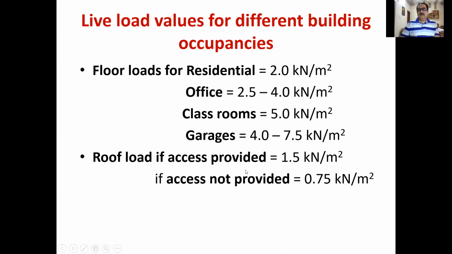For roof load, if access is provided, meaning you have provided stairs and it is accessible, it is counted as 1.5 kilonewton per meter square. And if you have not provided any access, it is considered to be 0.75. These are all the types of live loads, depending upon the occupancy. You can easily see what floor load or live load you have to decide.